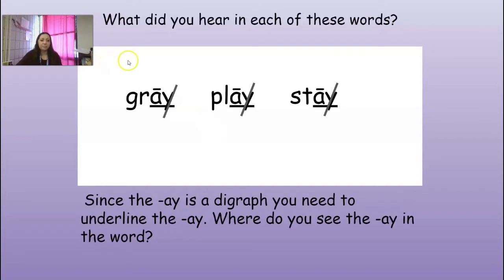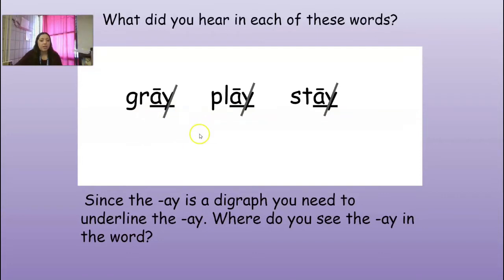Very good. So we heard the long A in it, so we're going to mark it with that macron on top of the A. We don't hear the Y. Remember that Y is silent, so we're going to cross it out. And then since it's a digraph, just like all the other digraphs, we need to underline the A and Y together so that we know that it goes together.